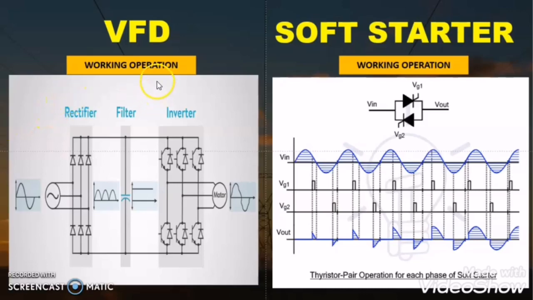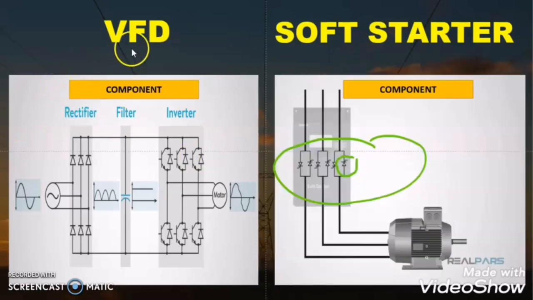The first difference is the operation itself. The operation of VFD and the operation of soft starter is quite different. The second difference between the VFD and soft starter is the component. VFD is a combination of diodes, DC bus and IGBTs. But the soft starter is just six anti-parallel thyristors. So by component there is a difference.